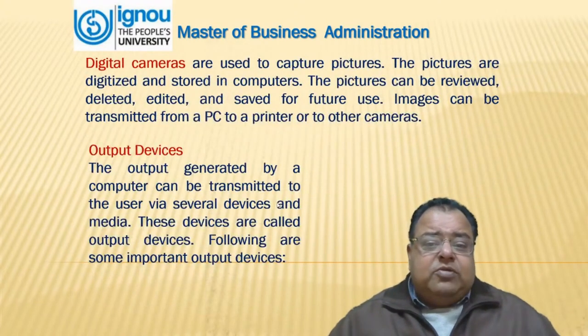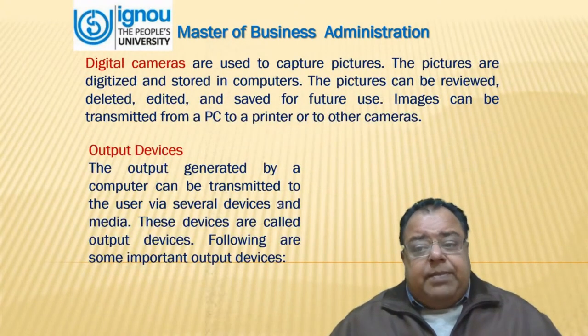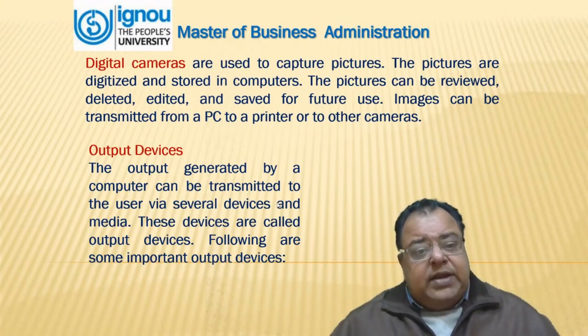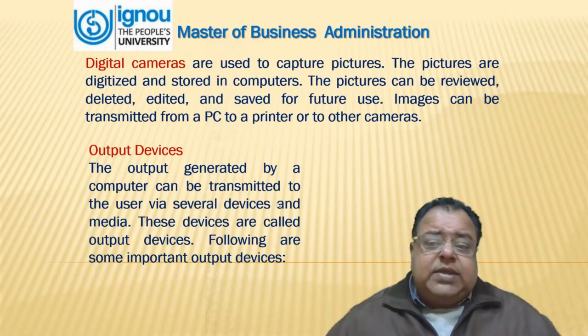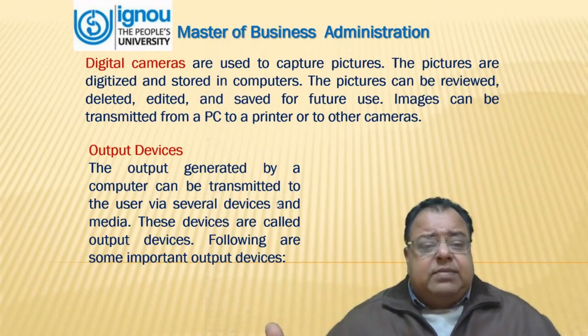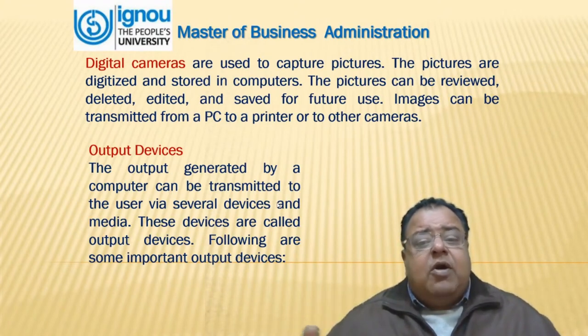Digital cameras are used to capture pictures. The pictures are digitized and stored in computers. The pictures can be reviewed, deleted, edited, and saved for future use. Images can be transmitted from a PC to a printer or to other cameras.